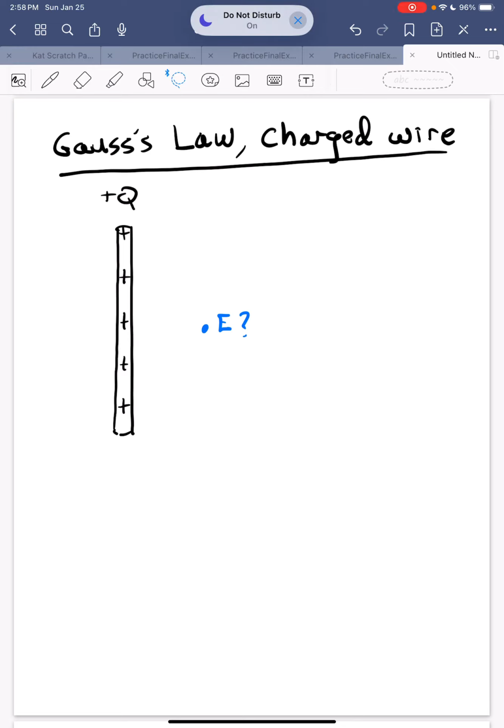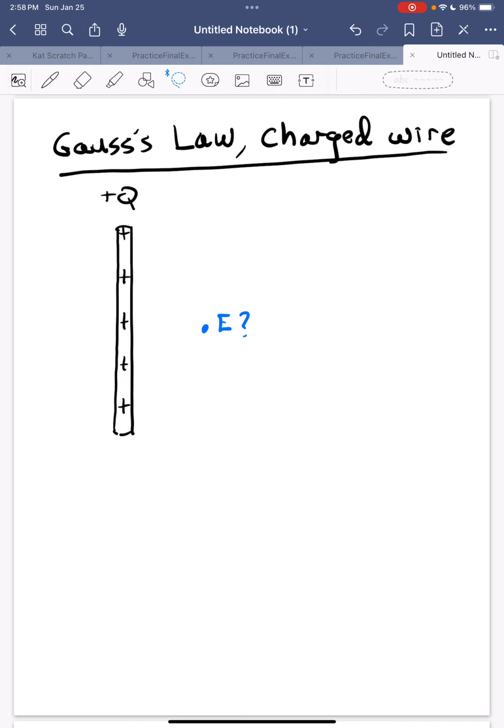Hello, how would you be able to calculate the electric field at some distance from a charged wire like this? In this video, I'm going to show you how to do that using Gauss's law. So here's the situation. We've got some wire and it's charged with positive charge. It's got a net positive charge of Q. We want to know the electric field somewhere, some distance, let's say R from the wire.